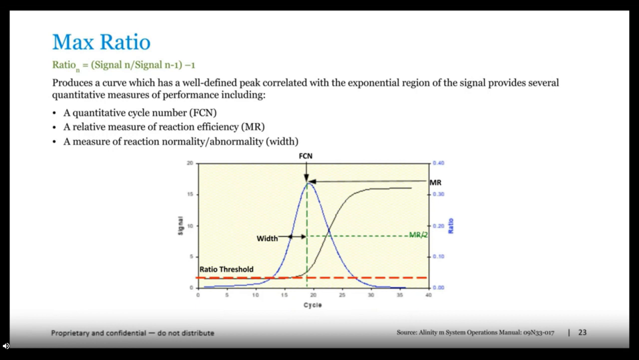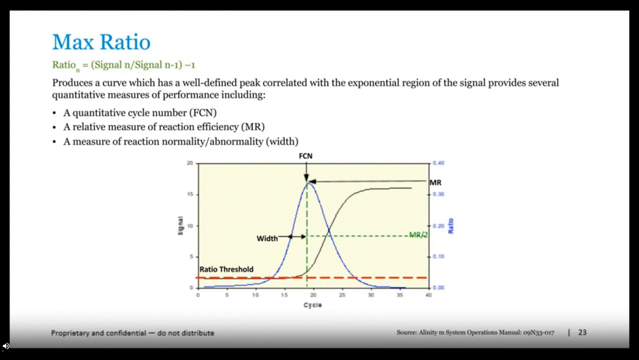Yeah, in addition, the data reduction software does a number of other things. This is a rather complicated slide. I'm going to try to give you the high-level view. So Abbott's data reduction software includes a max ratio method, which compares the fluorescent signal between cycles for each and every cycle.